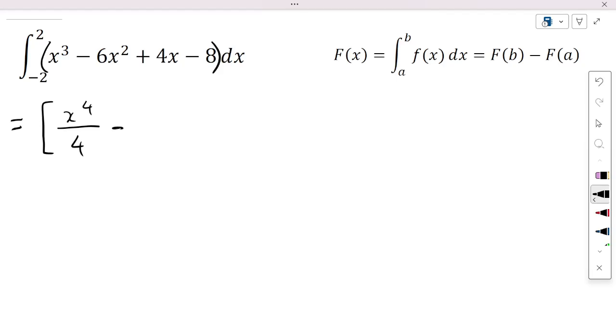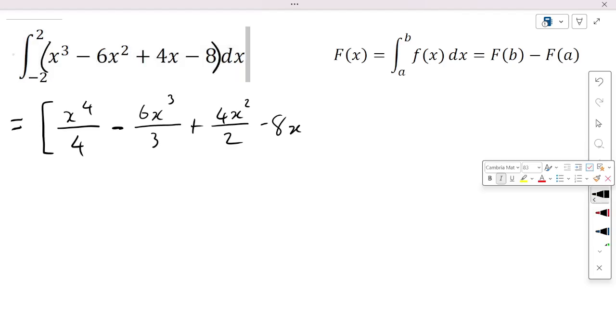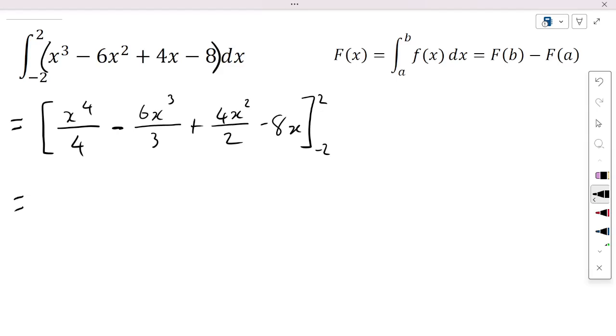Okay, so this is minus, and then we have 6x raised to the power of 3, because this 2 is added by 1, divided by the same thing, which is 3. Plus, this is going to be 4x raised to the 2 divided by 2. Minus 8 multiplied by x, because the dx goes into the 8, so the x will be multiplied by 8. We know that the integral of a constant is just the constant multiplied by whatever you have respect to. Okay, and then we close this over here, and we have the upper limit and the lower limit. Hey, look at that. Easy as pie.